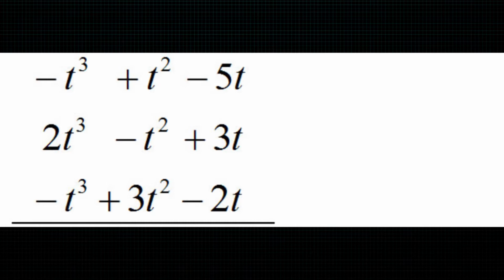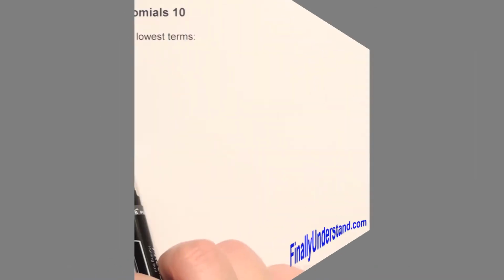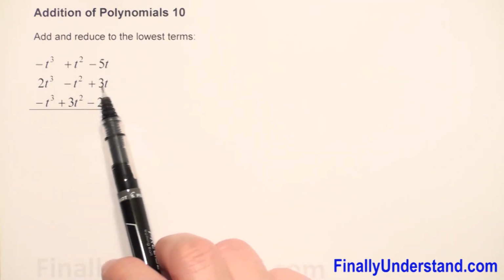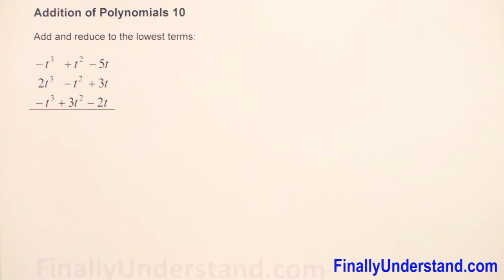We have addition of polynomials. In this example, we have 3 polynomials because every polynomial has 3 terms, so they are trinomials. So how do we add polynomials? We have to combine the like terms, so the same variable with the same power.